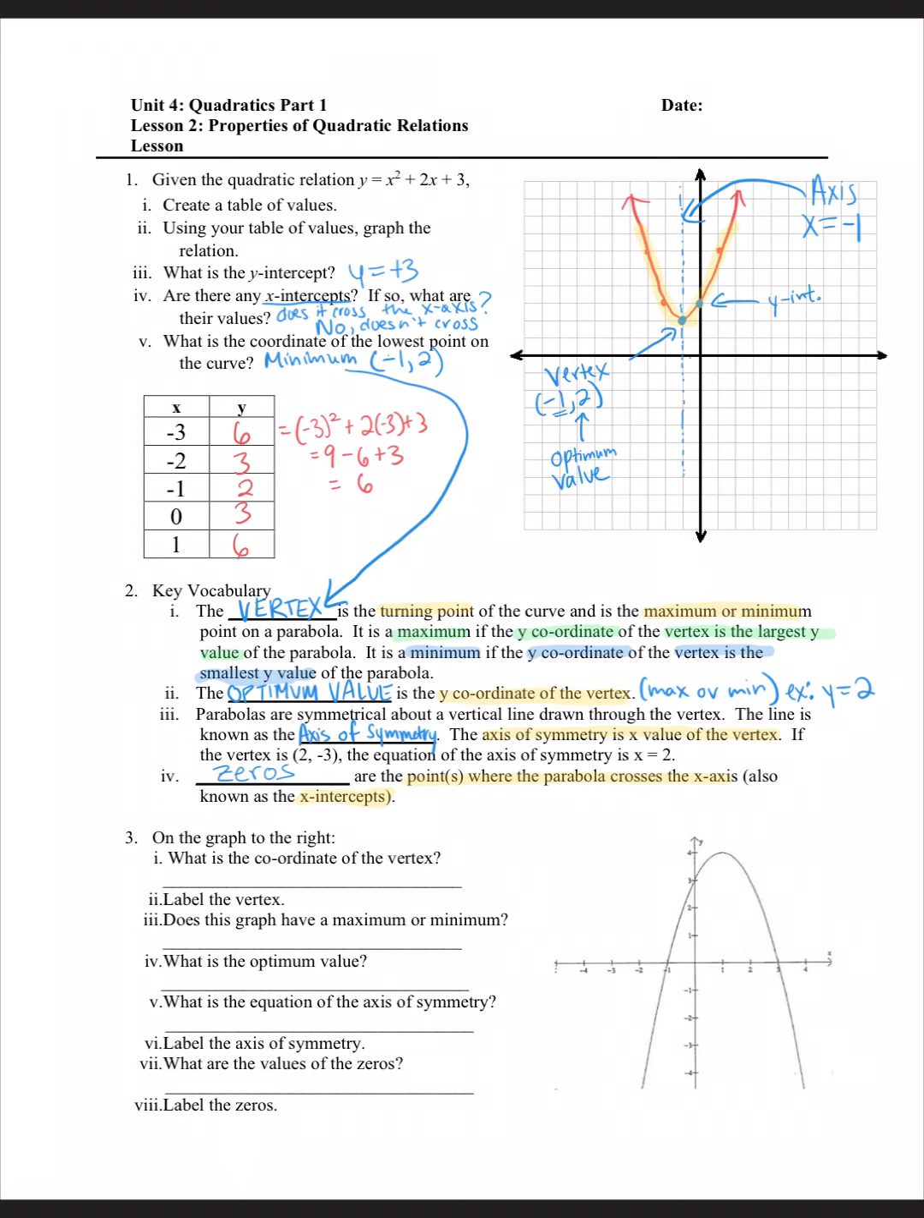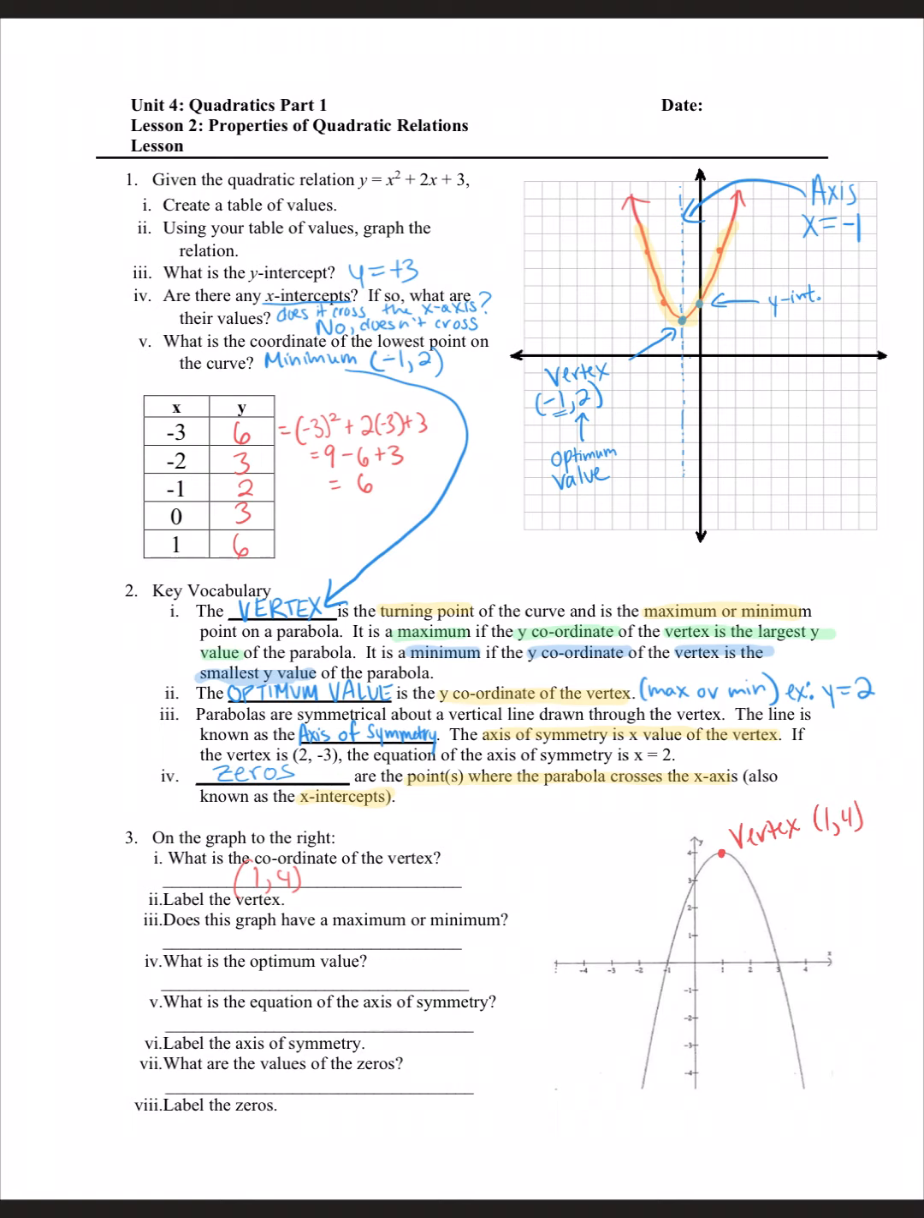So on the graph to the right, what is the coordinate of the vertex? Remember, our vertex is our turning point. So our vertex is going to be right here. This is our vertex, 1, 4. So we'll write that on the line. Our vertex is at 1, 4, and we labeled the vertex.